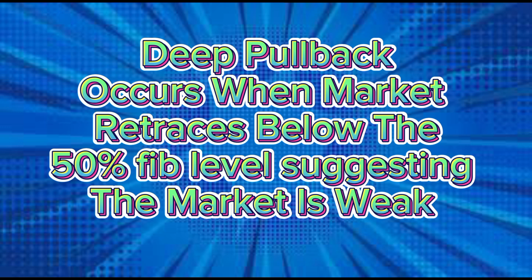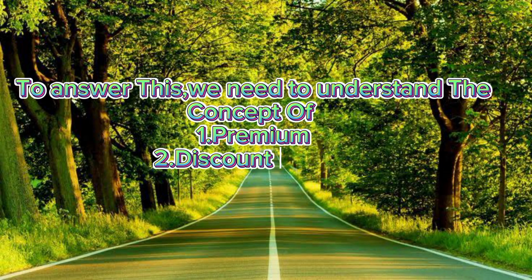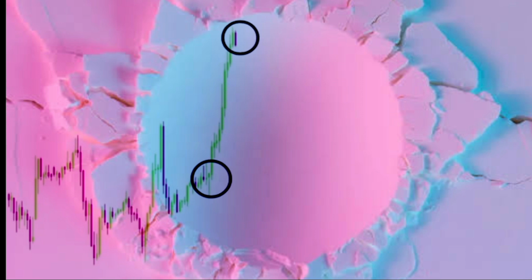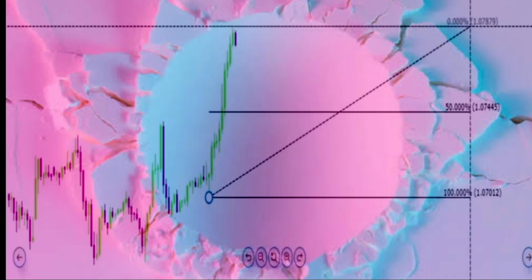You might wonder at which Fibonacci level you should enter the market to ensure a profitable trade. To answer this, we need to understand the concepts of premium and discount zones in the market. Let's consider an example. Suppose the market is in an uptrend. To understand the concepts of premium and discount zones, we focus on the recent higher low and higher high. We draw the Fibonacci retracement levels from the swing low to the swing high.